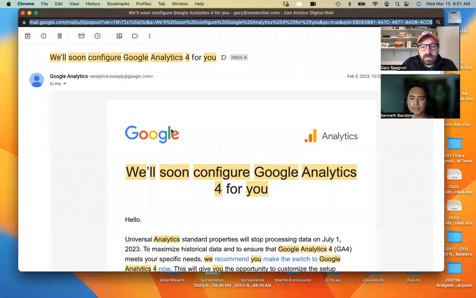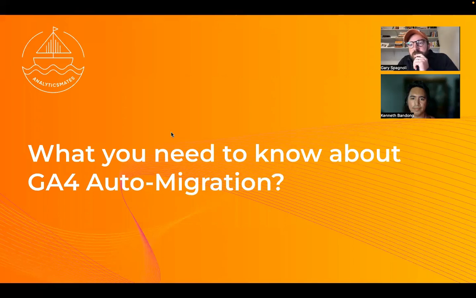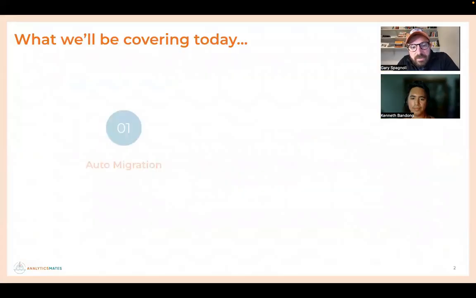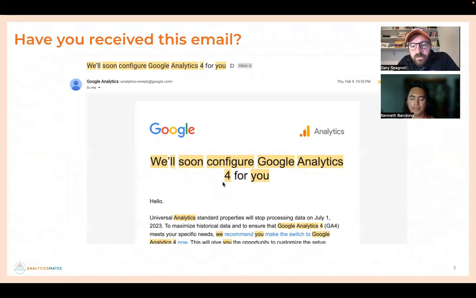So I want to go through what we're going to be covering today. We're going to keep this meeting short. We're going to really get into the pros and cons here. But first, let's talk about that email. So this is the email. We'll soon configure GA4 for you. And they may be auto doing this by the end of Q2, going into July.